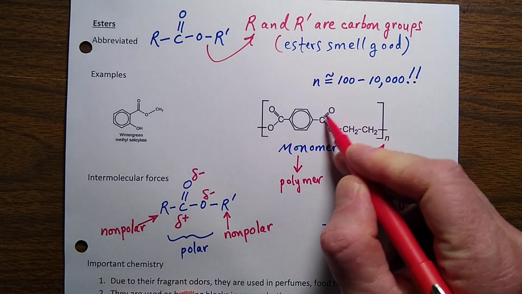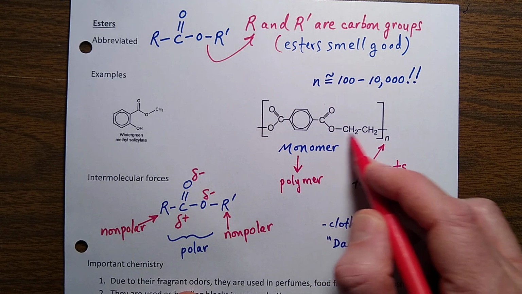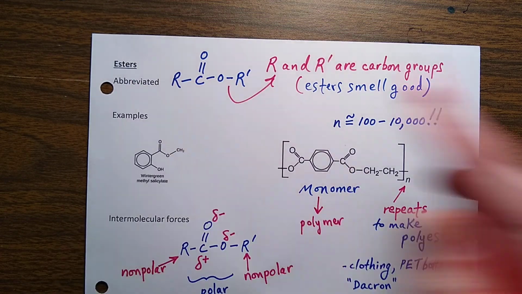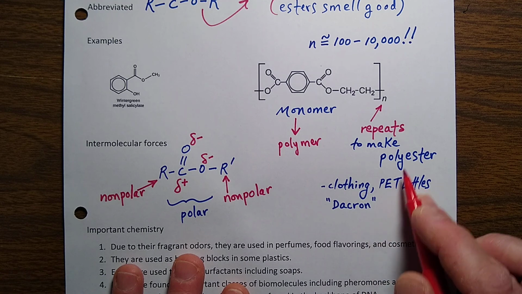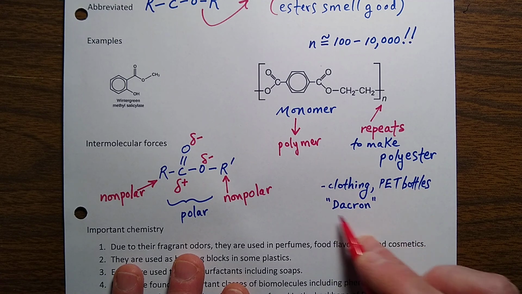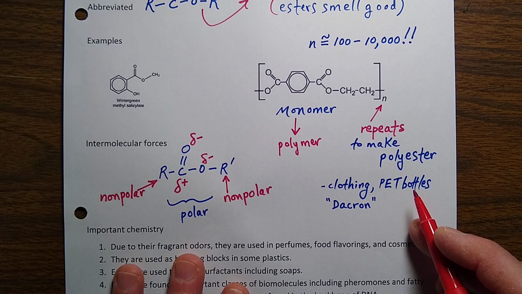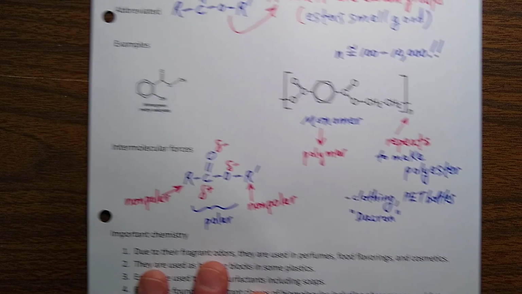This is your ester linkage, the C double bond O, single bond O to carbon on this side and carbon on that side. That is what we call an ester. Very important stuff. Dacron is a version of polyester, it's a fabric. Rayon, R-A-Y-O-N, is another form of polyester. They're used in coatings, all sorts of places.